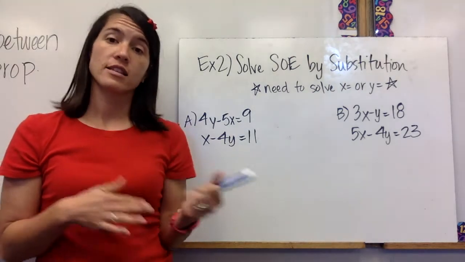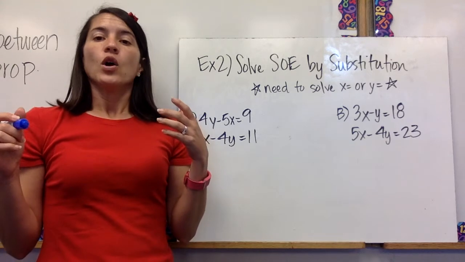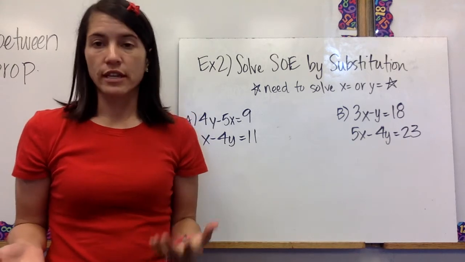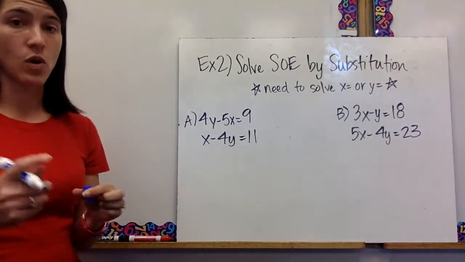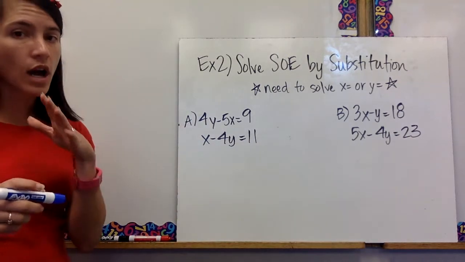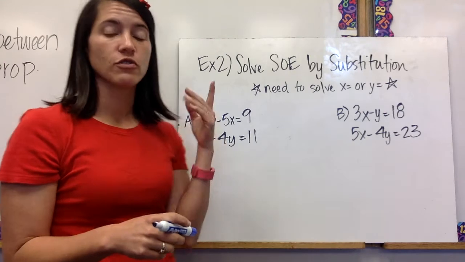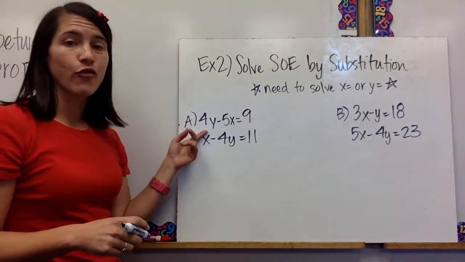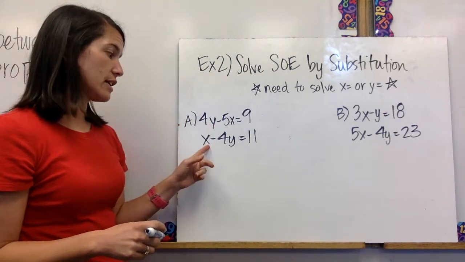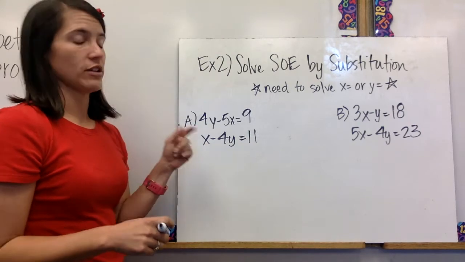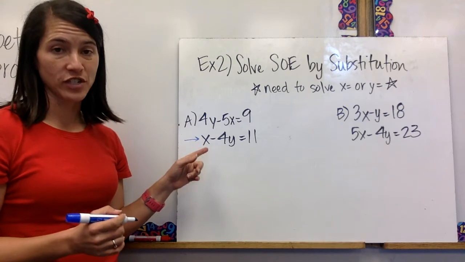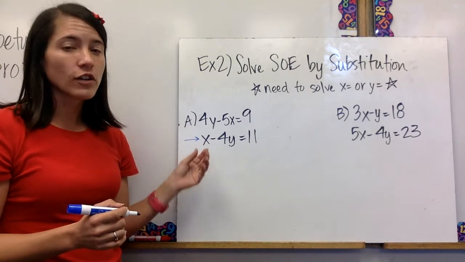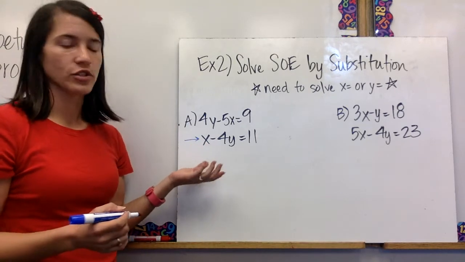These are not x equals or y equals. So you don't have to always do y equals like slope-intercept form. I'm telling you to choose the easiest one. When you look at the equations, one hopefully will look easier. So in example A, I have 4y minus 5x equals 9 and x minus 4y equals 11. Well, I think this one looks easier because the x doesn't have a coefficient, which means I won't have to divide. Look for the one where you see a variable without a coefficient.